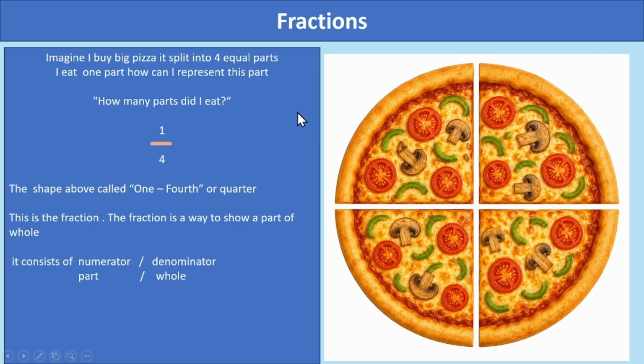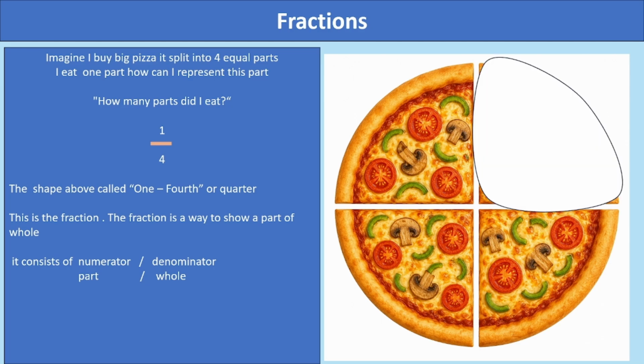It's split into four equal parts. I eat one part. How can I represent this part? How many parts did I eat? I eat only one part from four parts. This is the fraction. This part from all the pizza is the fraction. And this shape is a fraction.